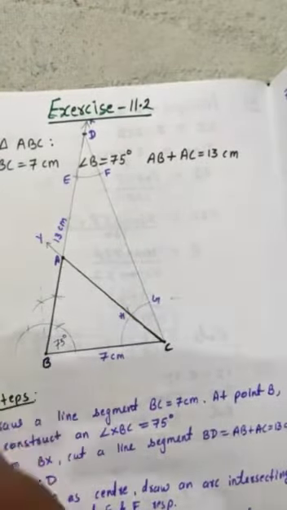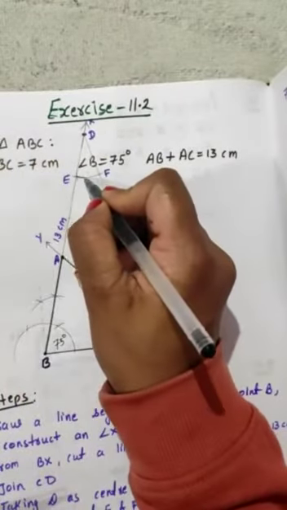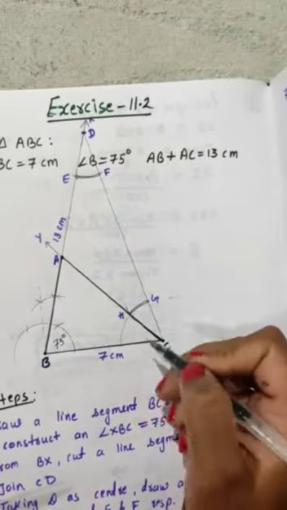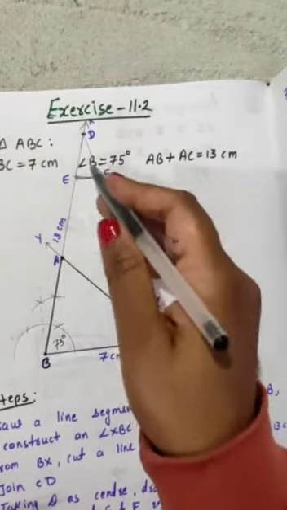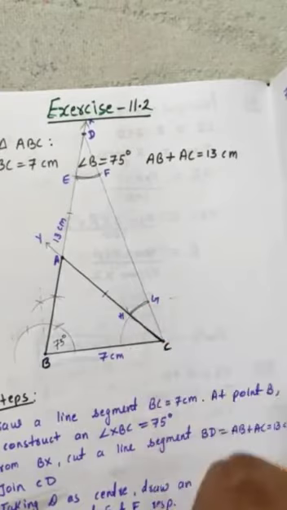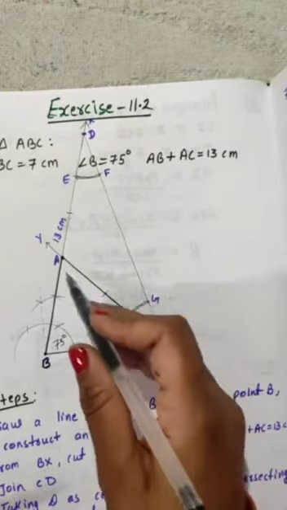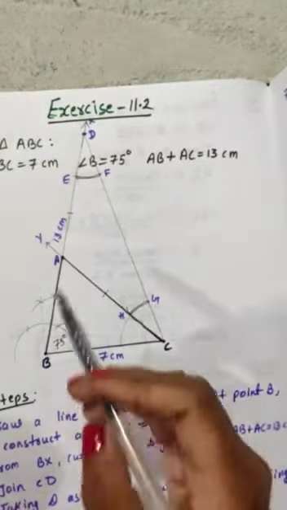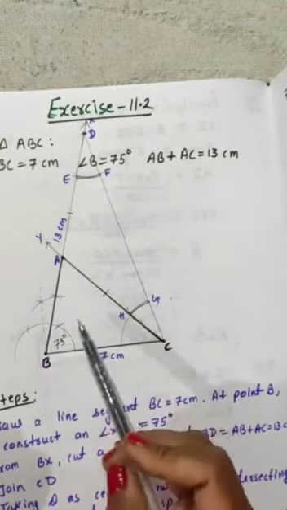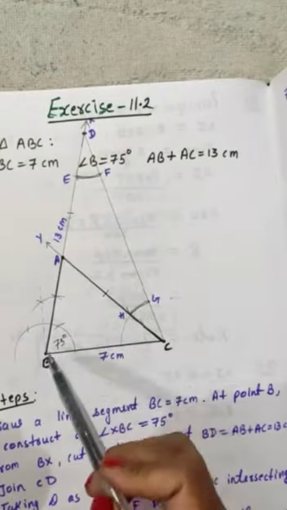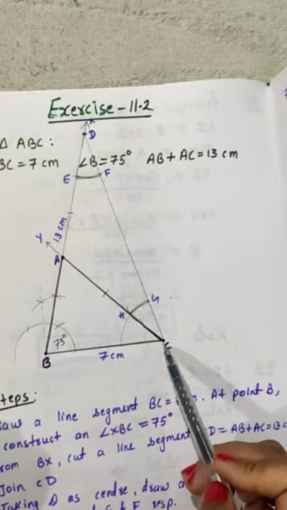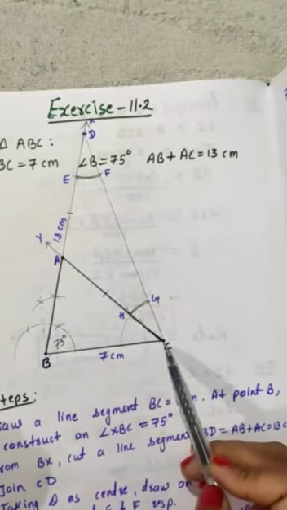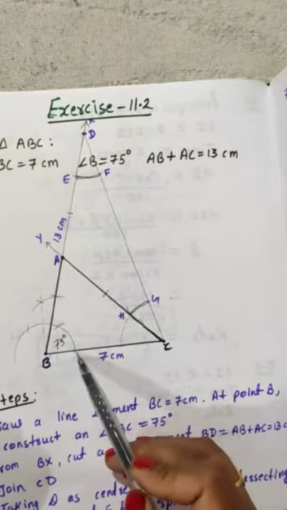These two angles I am marking, this angle and this angle, are equal. If these two angles are equal, then this side will be equal to this side. Now you have to just construct a ray CY, and wherever it intersects BD, you will give it a name A. And then you can see this is the required triangle ABC. You can verify your answer by measuring. This is 75 degrees, this is 7 centimeters, you all know.